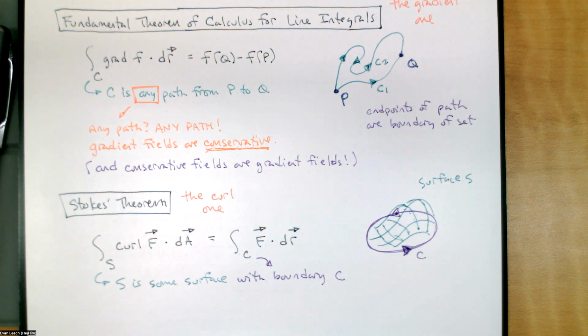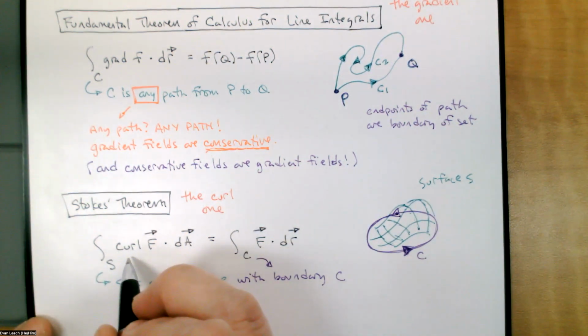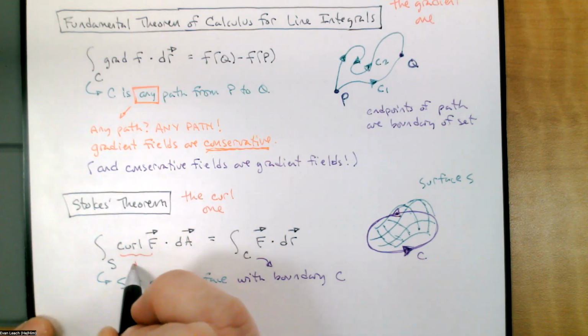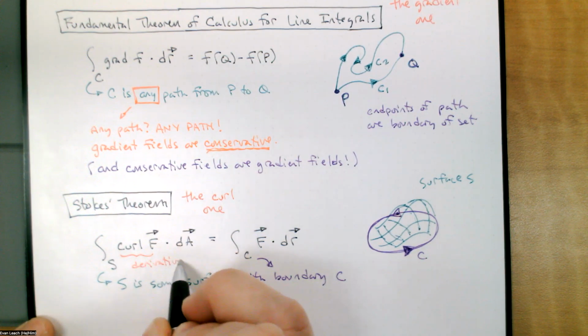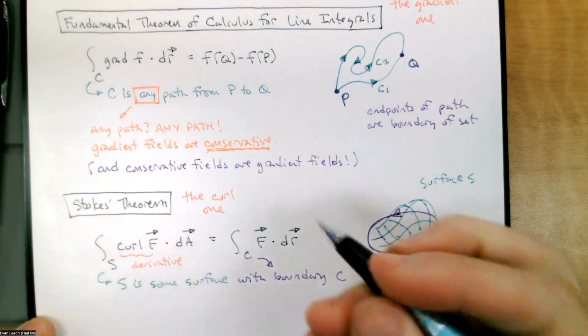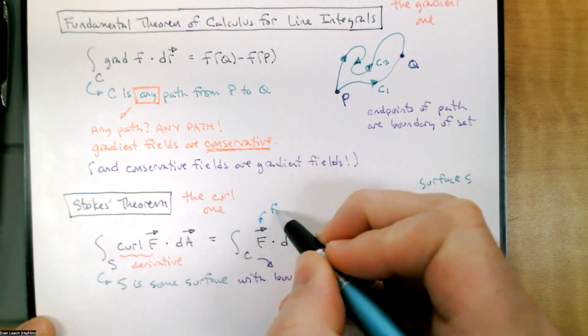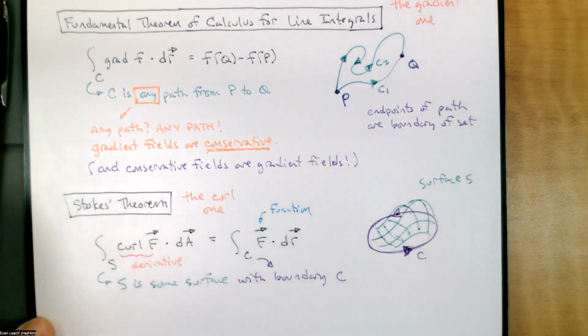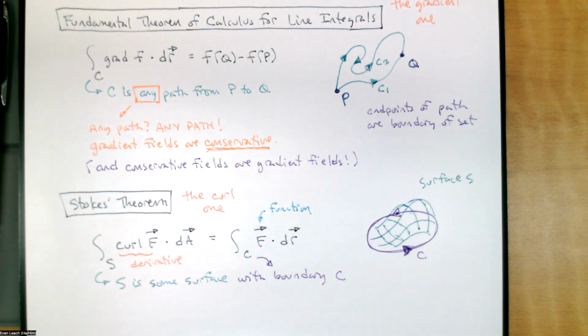I don't have the budget for a hologram where it's coming out of the page, so you have to imagine. The curl is the del cross F. So this is acting as the derivative, and our vector field is acting as the function. We're evaluating the function at all the points on C. So we're calculating a line integral around the boundary C.